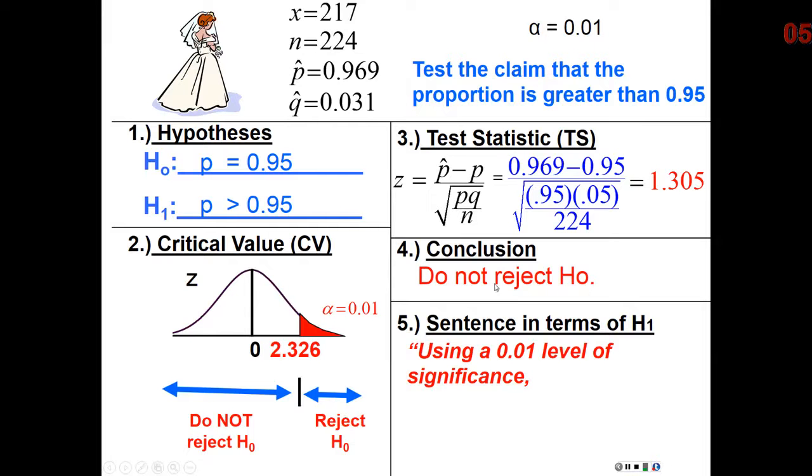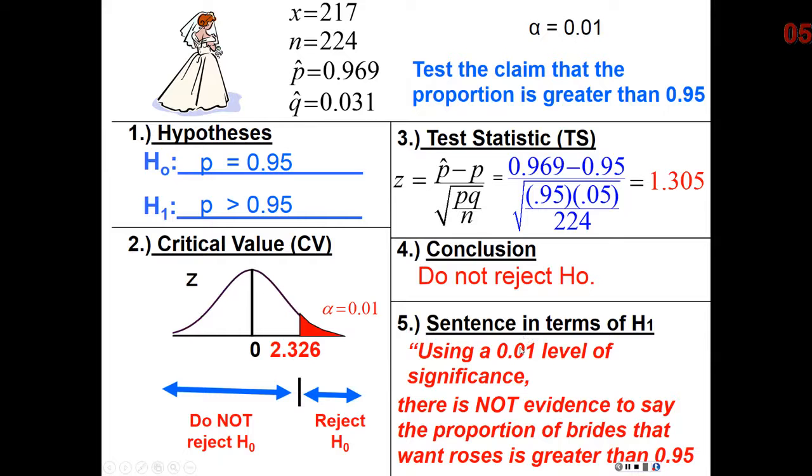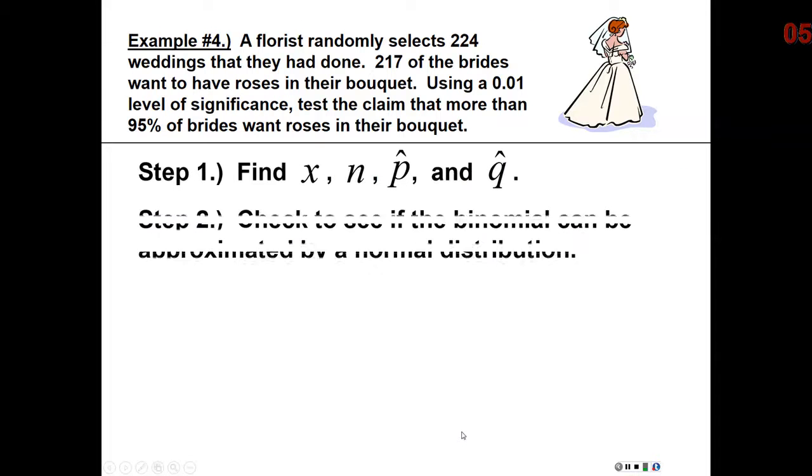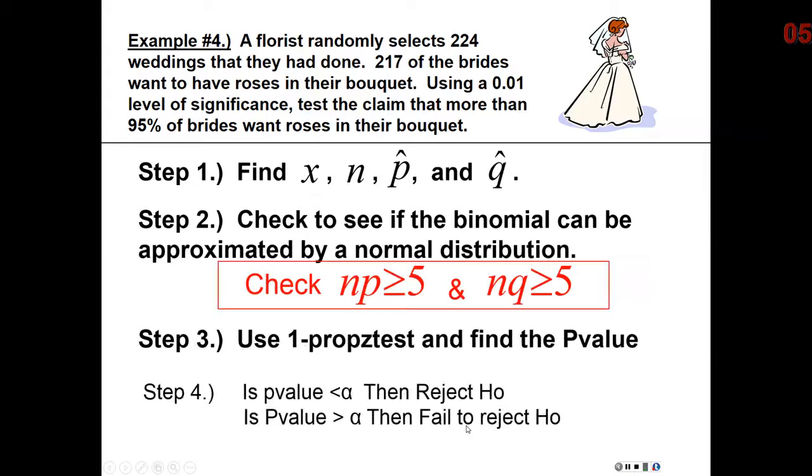Okay, so now because we do not reject, I do not have enough evidence to say, in terms of the alternative, that it's greater than 0.95. Now, let's look at it again, but now we're going to do it like you said, with the p-values, because you can just do it with the p-values. This is the biggest thing you have to remember.